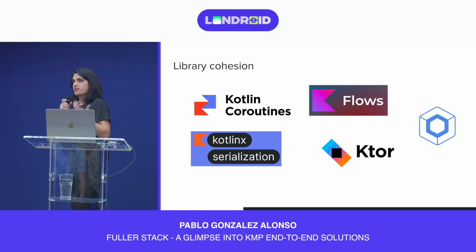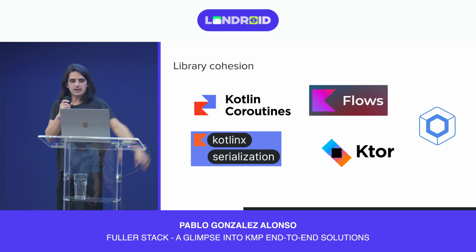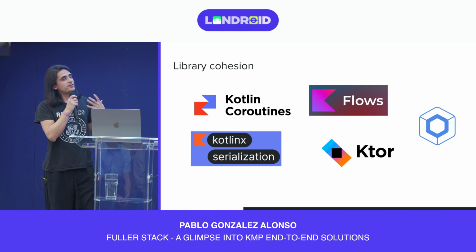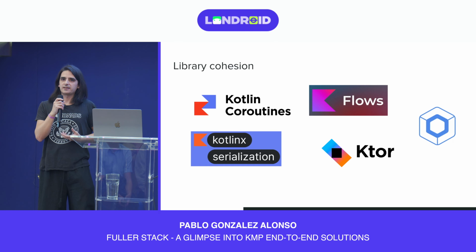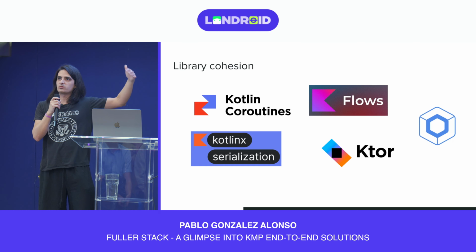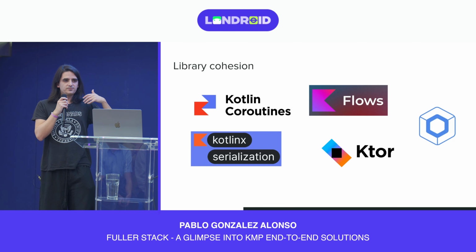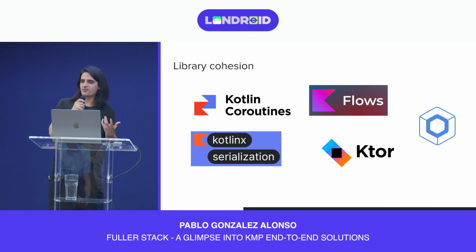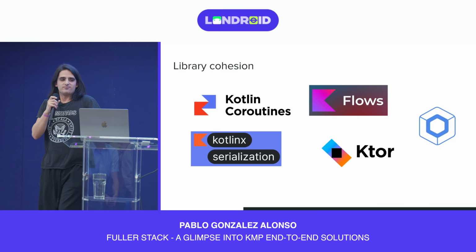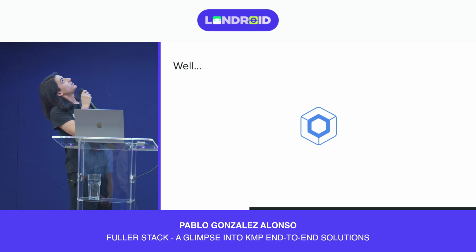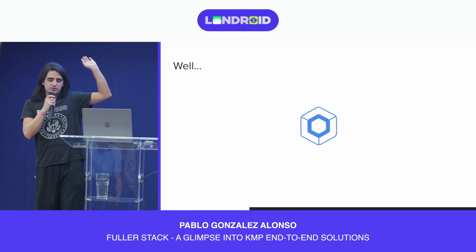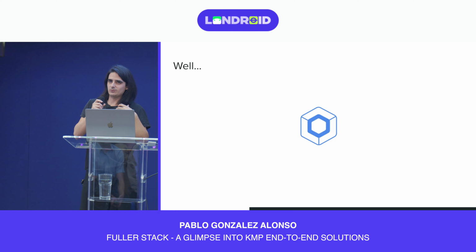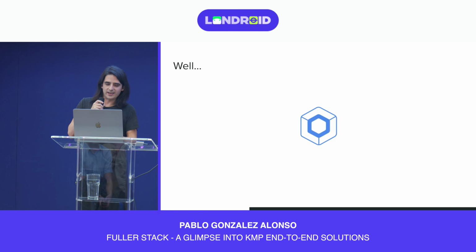And one very important thing is library cohesion and how everything seems to work really nicely. And if you base your libraries on top of these ones, there's always exceptions, but most of the time everything works nice. And being a big fan of Compose, that's a really, really good reason to use KMP. In my opinion, still work in progress, but we'll get there.